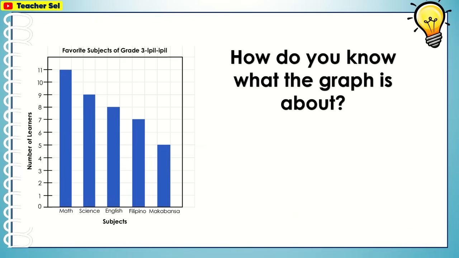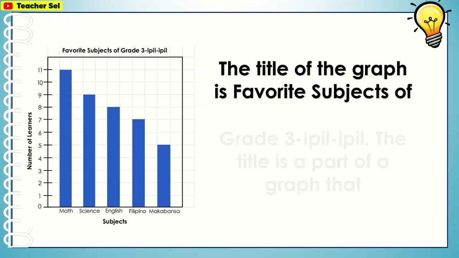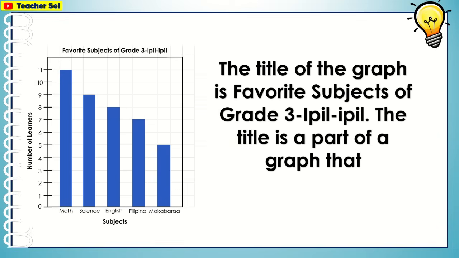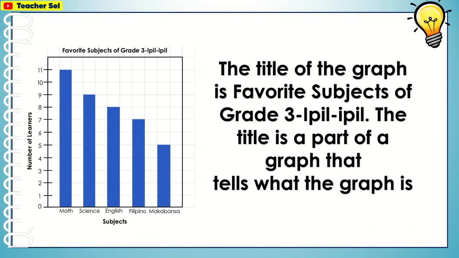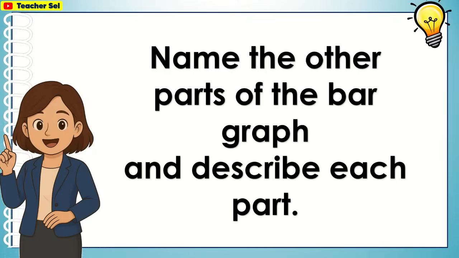How do you know what the graph is about? It is written in the title of the graph. The title tells us what the graph is about. The title of the graph is Favorite Subjects of Grade 3 EPIL. The title is a part of a graph that tells what the graph is about. Name the other parts of the bar graph and describe each part.